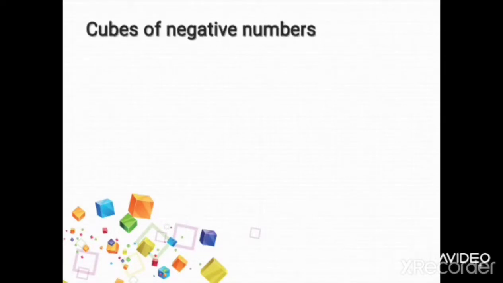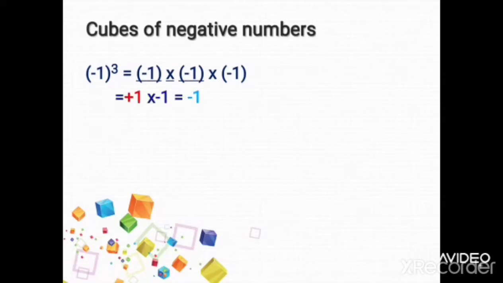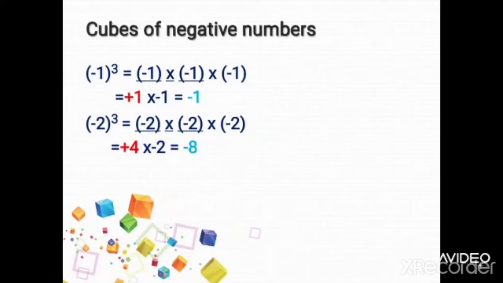Now, evaluate the given expression. Minus 1 cube is equal to minus 1 multiplied by minus 1 multiplied by minus 1, which is equal to minus 1 into minus 1 becomes plus 1, multiplied by minus 1 is equal to minus 1. Let's have another expression. Minus 2 cube, which is equal to minus 2 into minus 2 will become plus 4, multiplied by minus 2, it will become minus 8.